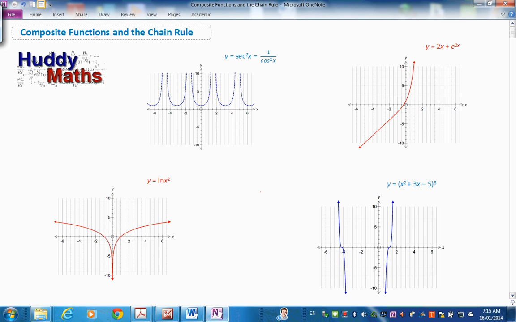Hi there, look at what I've been doing. I've been doing some compositions here. Not music, no. Composition of functions. Come over here. You remember what a composite function is? One that comprises two different functions, one operating on the other.